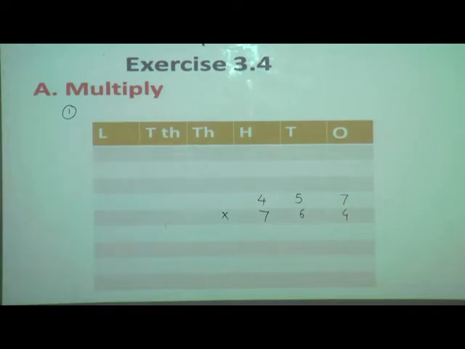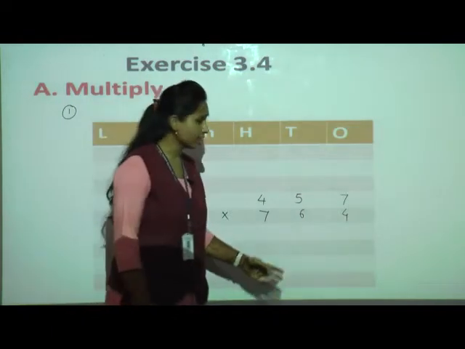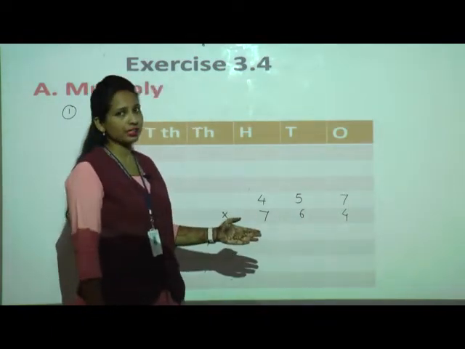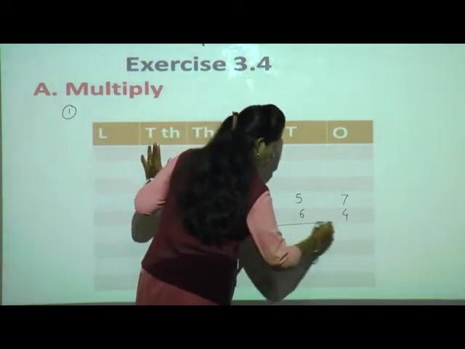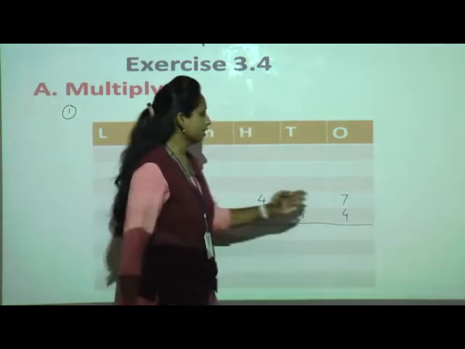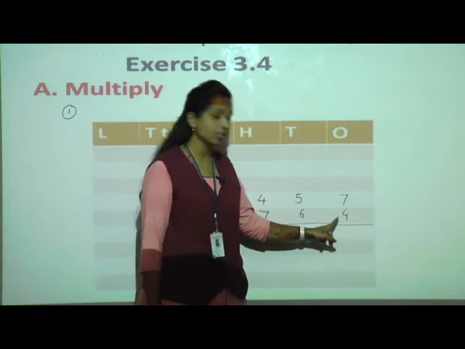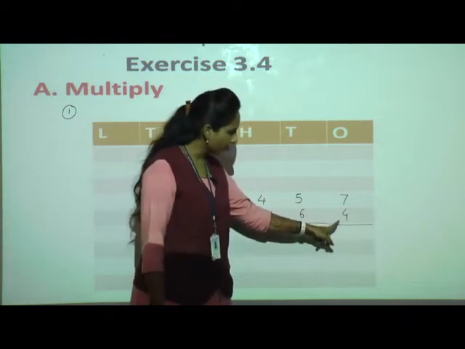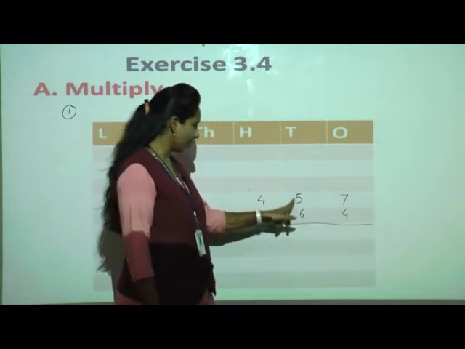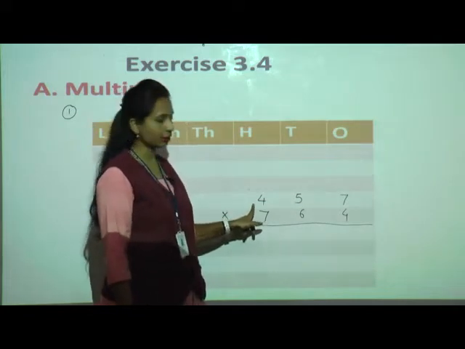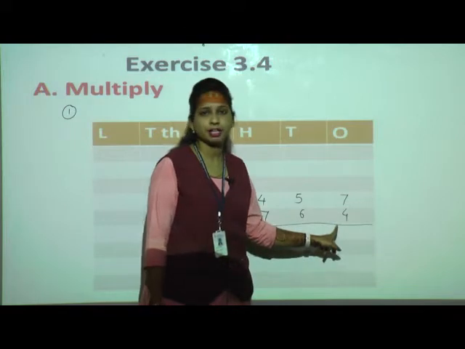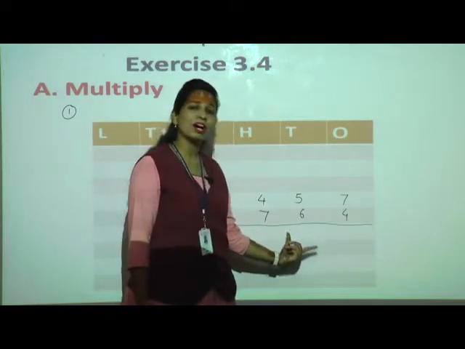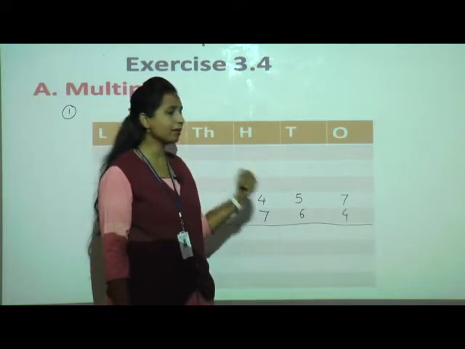Understood? Now we will solve step by step. First, what is the first step? To solve the multiplication, you have to start from the ones place. What is there on the ones place? 4. We have to multiply 4 with 7, 5 and 4, or else you can say, we have to multiply 457 by 4. So we will get one product of this multiplication.